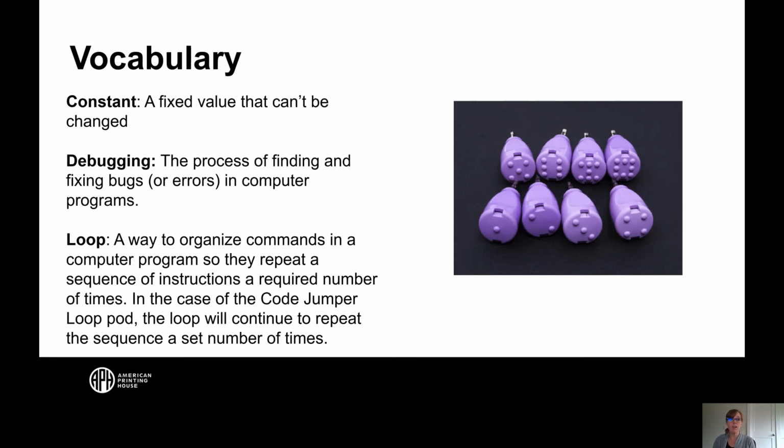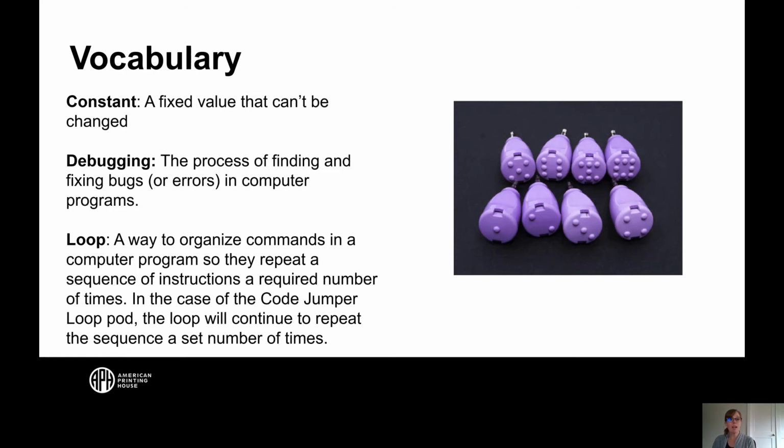Our next vocab word is a review, and that's debugging. That's the process of finding and fixing bugs or errors in a computer program. This is something that computer scientists have to do with every program. They're always looking and finding bugs.